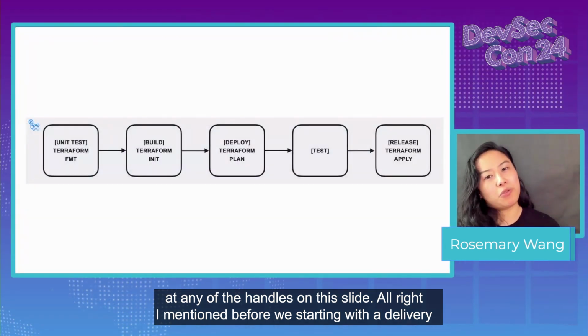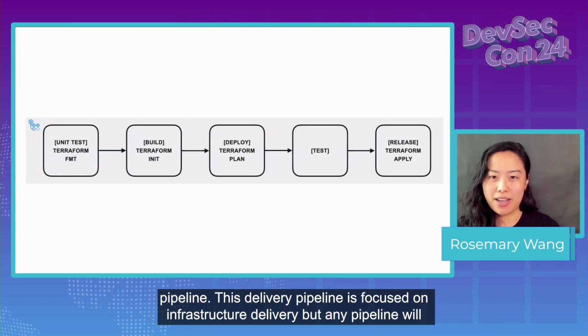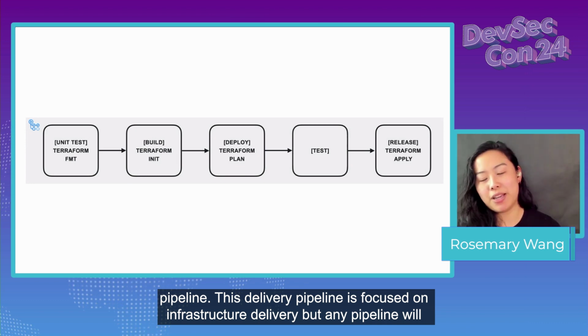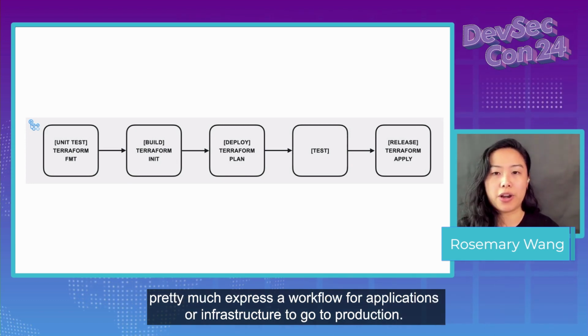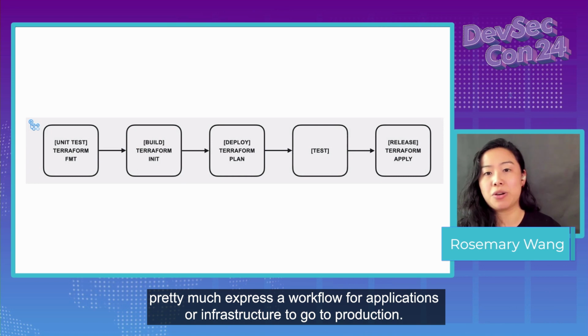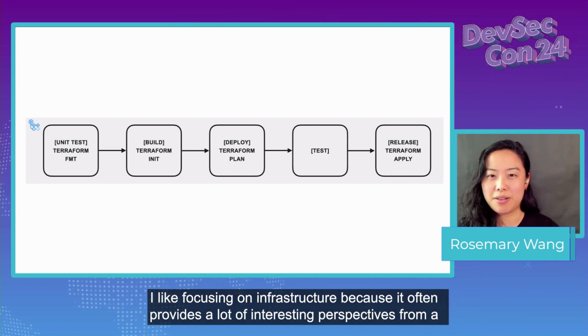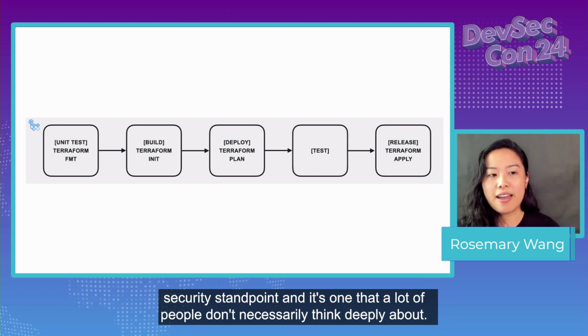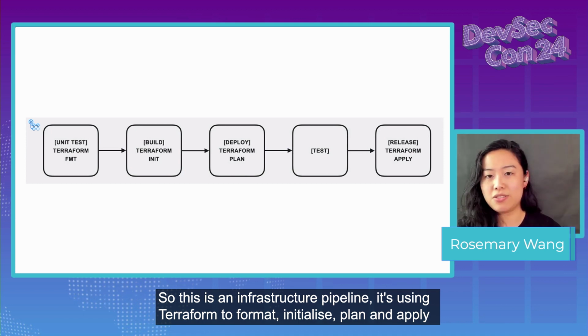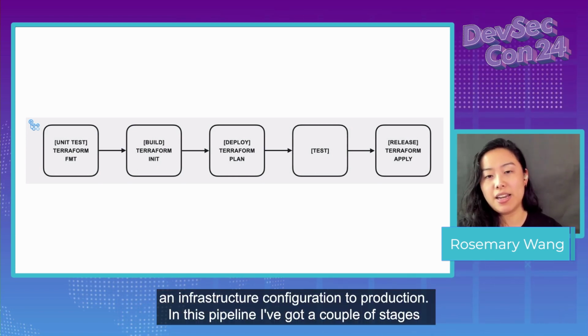All right, I mentioned before, we're starting with a delivery pipeline. This delivery pipeline is focused on infrastructure delivery, but any pipeline will pretty much express a workflow for applications or infrastructure to go to production. I like focusing on infrastructure because it often provides a lot of interesting perspectives from a security standpoint, and it's one that a lot of people don't necessarily think deeply about. So this is an infrastructure pipeline. It's using Terraform to format, initialize, plan, and apply an infrastructure configuration to production.